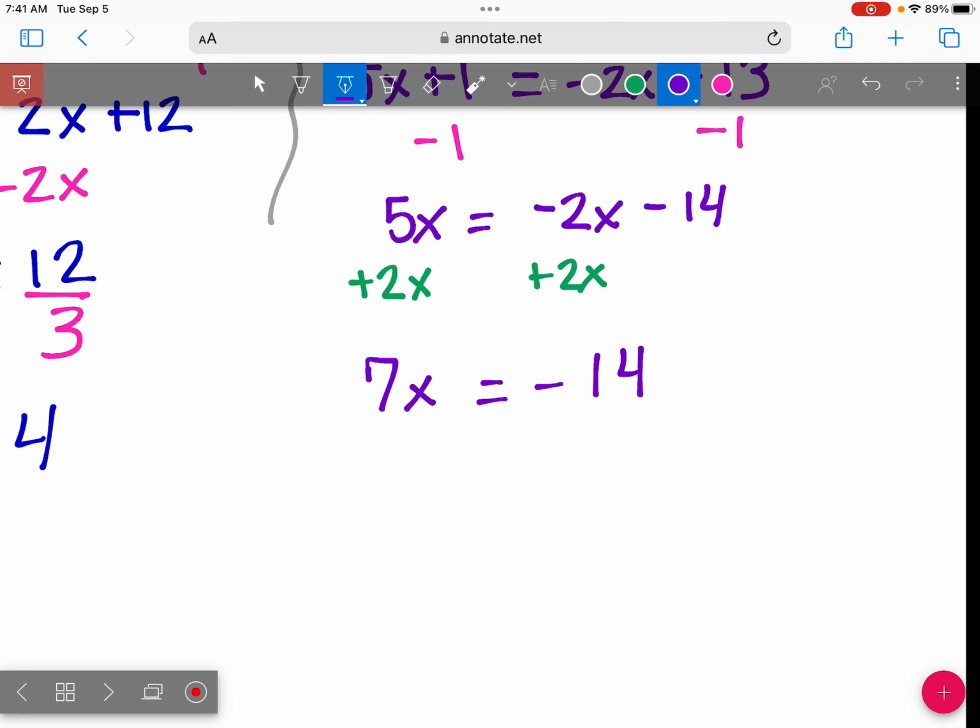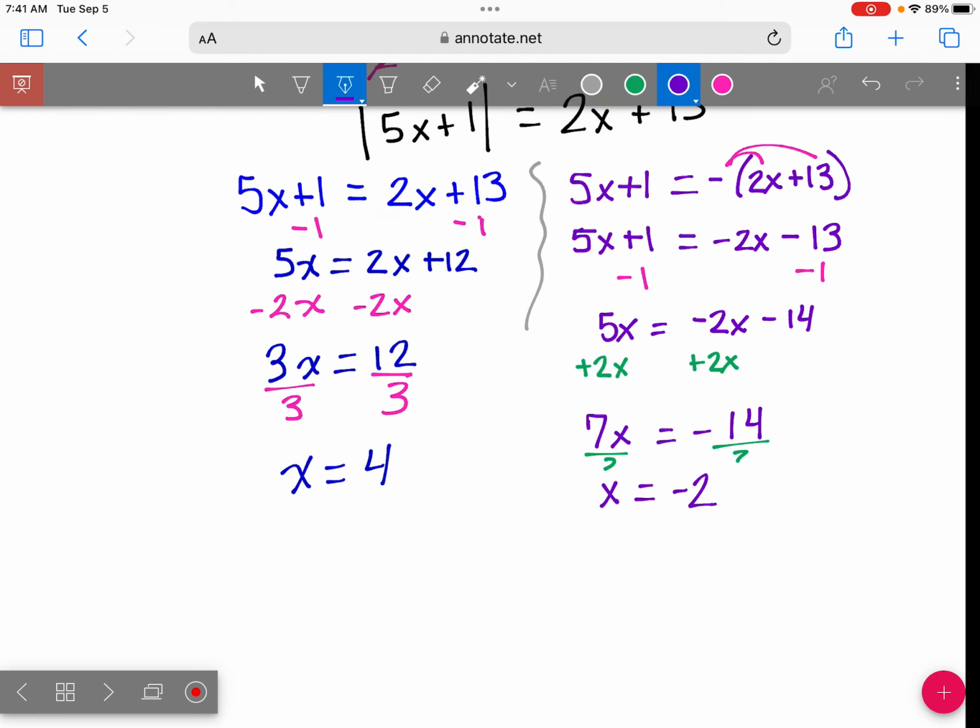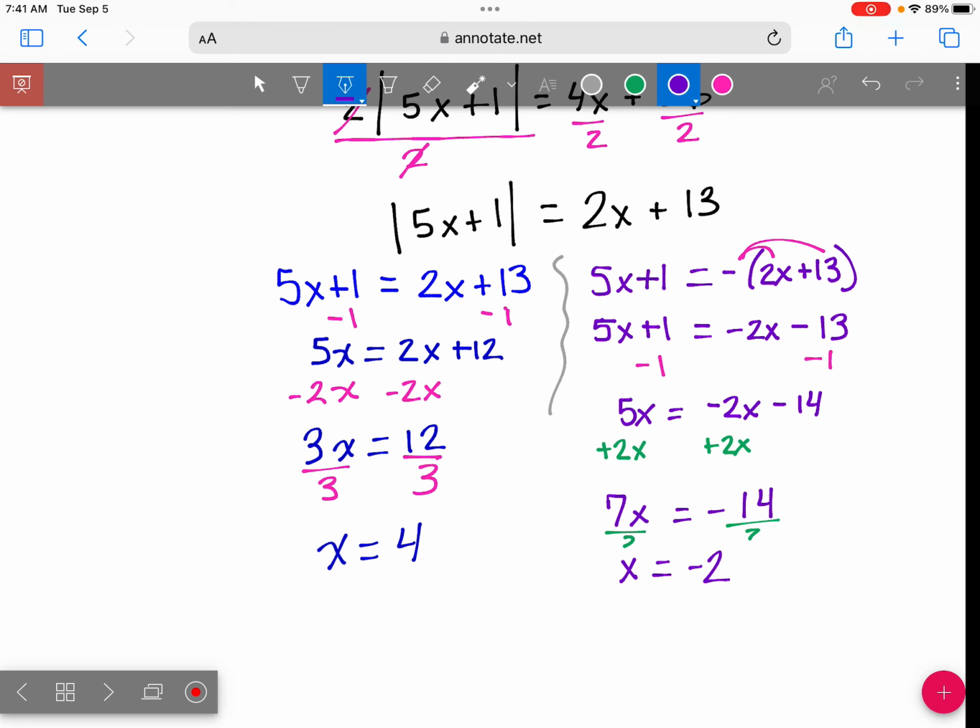So x equals what? What are we doing next? Divide by 7. So we get x equals negative 14 divided by 7? Negative 2. Questions on the solving part? We still need to check it.